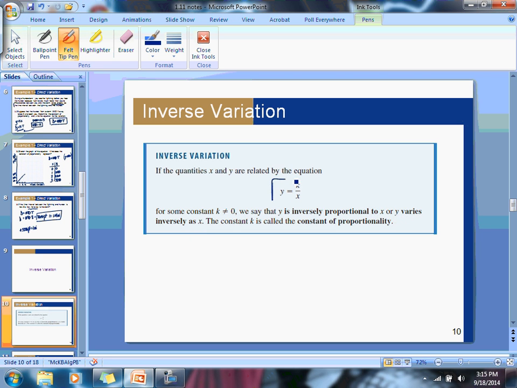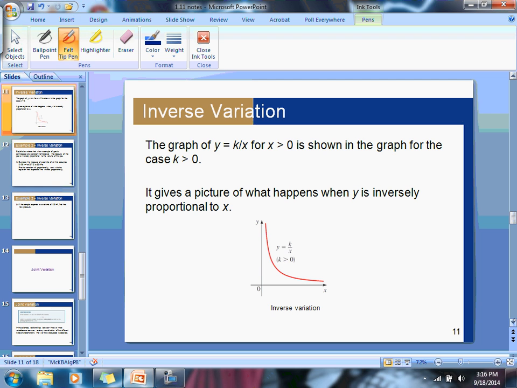And then this is the equation that we're going to be using. So anytime there's inverse variation, that means that we're going to be dividing. And it's always the constant divided by the variable x. Okay. And when you graph an inverse relationship, you do get this curve. You don't get a straight line like we had before. You get a curve that's going to decrease as time goes on.